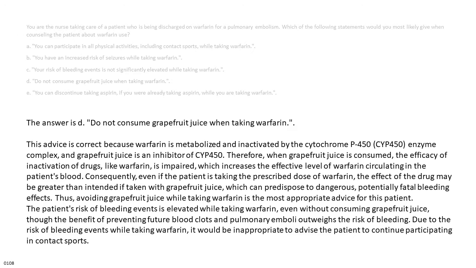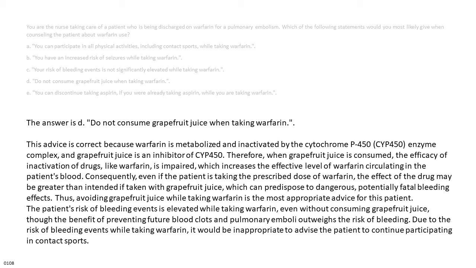The answer is D. Do not consume grapefruit juice when taking warfarin. This advice is correct because warfarin is metabolized and inactivated by the cytochrome P450, CYP450, enzyme complex, and grapefruit juice is an inhibitor of CYP450. Therefore, when grapefruit juice is consumed, the inactivation of drugs like warfarin is impaired, which increases the effective level of warfarin circulating in the patient's blood.